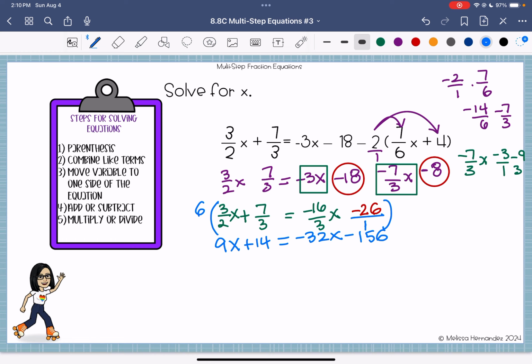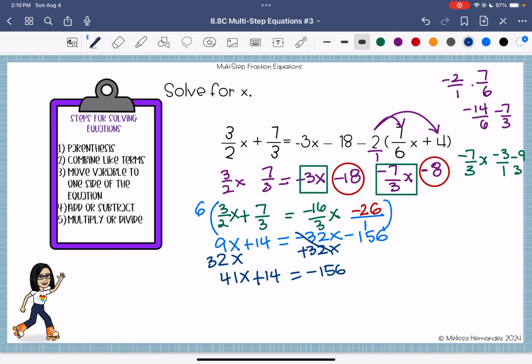Okay, so now I'm going to step 3. Move the variable to one side. It doesn't matter what side. I particularly like to avoid dealing with negative numbers. So what that tells me is I'm taking out the little guy. And if you're going, well, who's the little guy? It's this -32. Because when I add 32, guess what? My negative is going away. I'm left with 41x plus 14 is equal to -156.